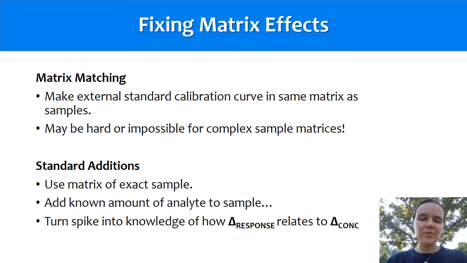And here, with standard additions, your matrix is the actual sample itself. You're going to add a known amount of analyte to that sample. It's essentially the method of spike recoveries, but now instead of looking at it as, do I get the amount of response I'd expect from my calibration curve, you're looking at it as, can I use the amount of response I get in my sample to tell me something about the proportion between response and concentration?